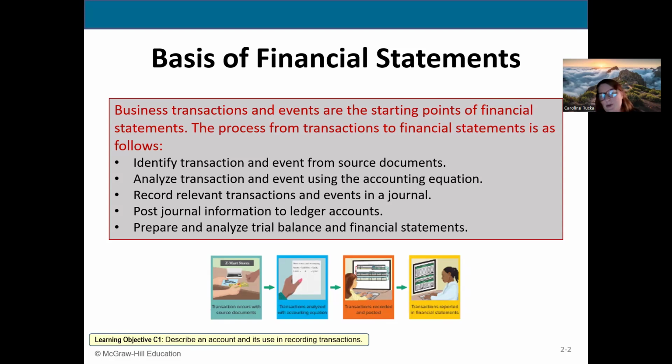Okay. Now we use this archaic language, but really what we mean is our accounting program on a computer. Okay. All of that information, so we're going to make these journal entries. And that's going to roll up into the ledger accounts.